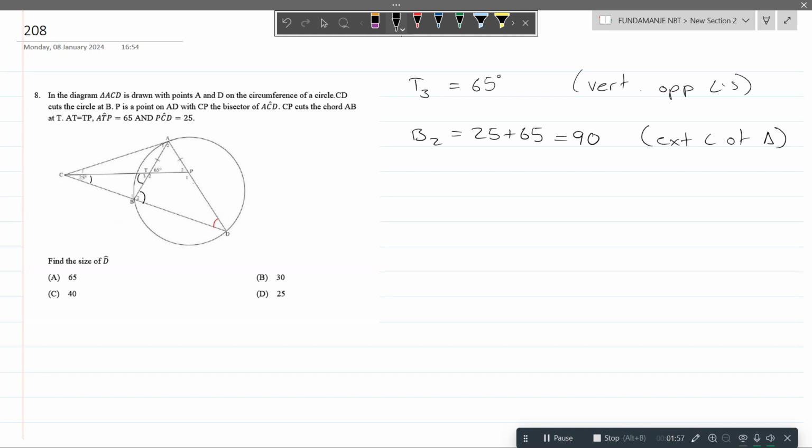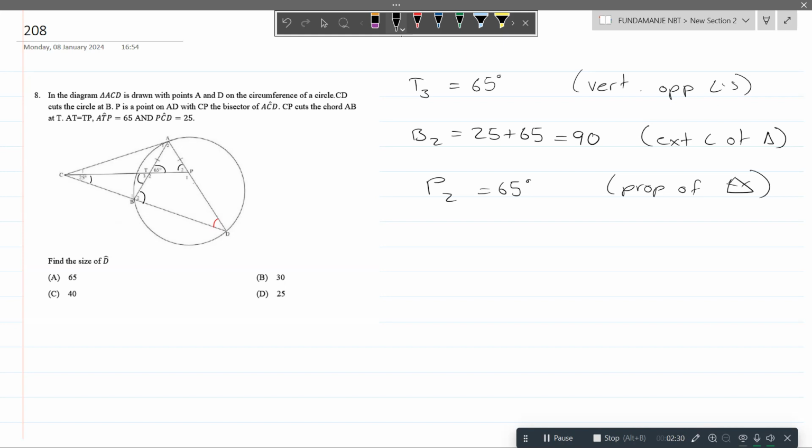Then we now have the angle B2. Now we can also say that P2 is equal to 65 degrees. This is because these are base angles for this triangle. If you see triangle ATP, this side is equal to that side. So P2 will also be 65. This is a property of an isosceles triangle.